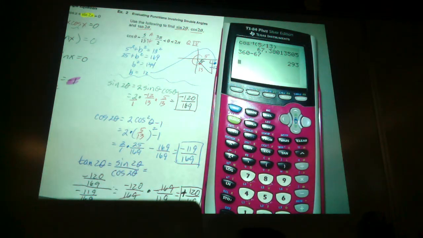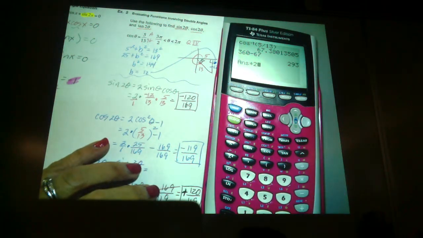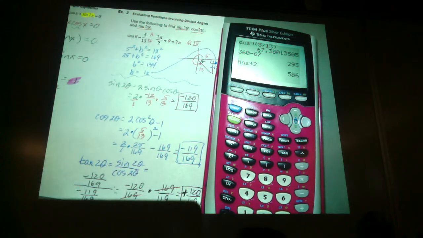Right? And that is in quadrant 4, wouldn't you agree? But double that angle. So I'm going to take that angle and I'm going to double it, because that's what we're actually finding sine, cosine, and tangent of. We're finding sine, cosine, and tangent of 586 degrees. Where does that land on our coordinate grid? We have to find a coterminal angle to that, something that's between 0 and 360.